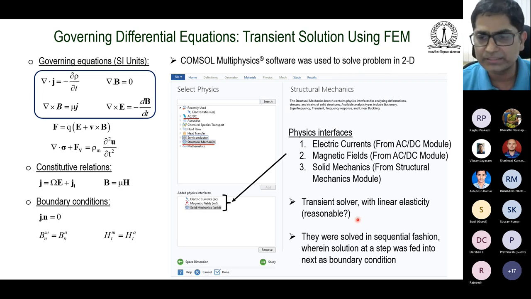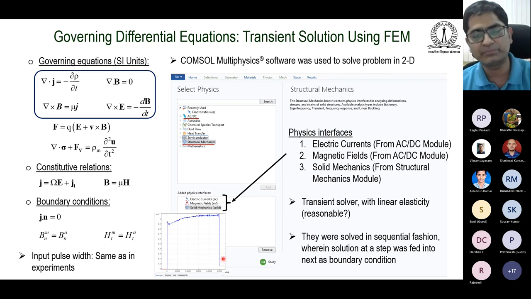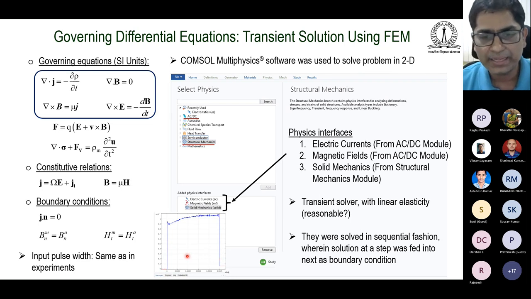So we will see those things, and then we can discuss whether this is any good or not at all. And these are the boundary conditions. This is where we are passing a pulse. This is the time, and this is the current. This time from here to here can be anywhere from 50 microseconds to a few hundreds of milliseconds, and different work that we did actually involved different time scales.